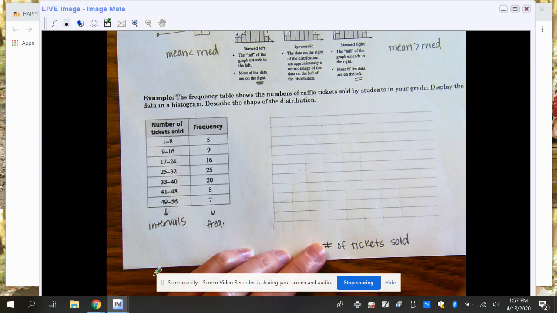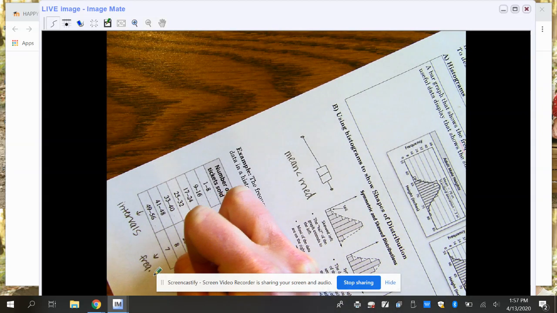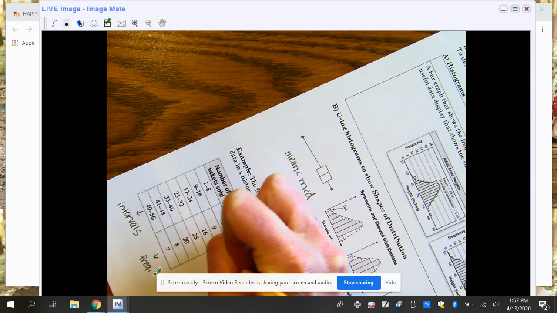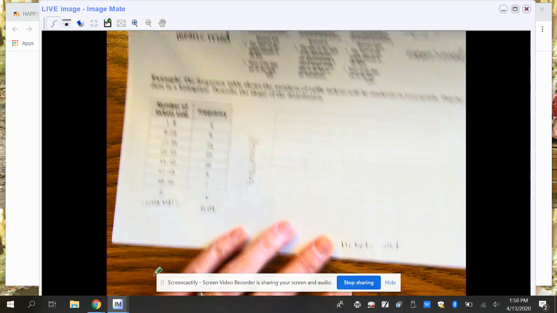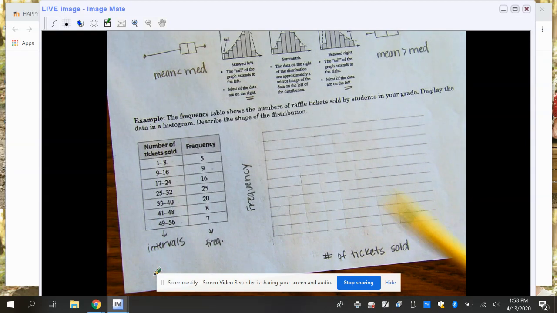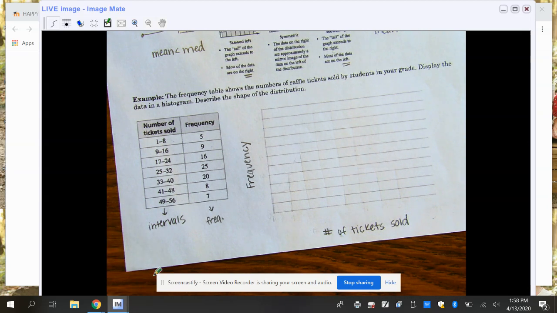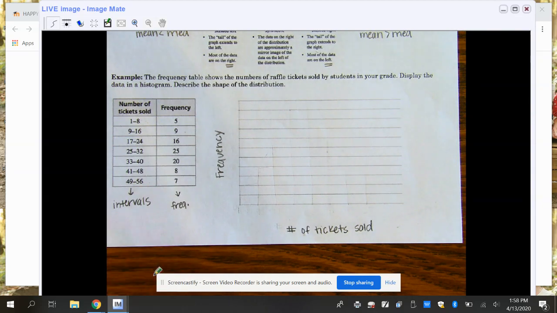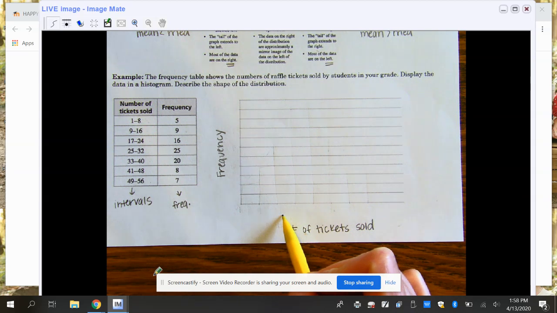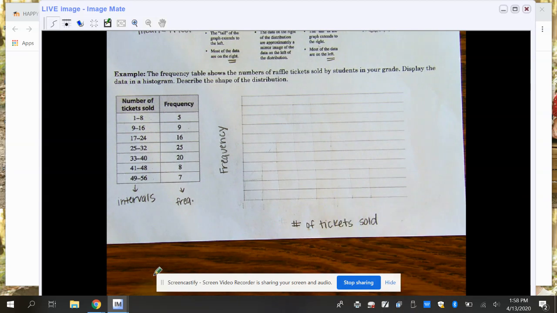And then your y-axis will almost always be your frequency. How many times did that occur? And so when you are making your bars here, there's a couple of ways you can do that. I'm going to focus on one that people usually have a little bit more trouble understanding at first. When you're making your own histogram, I don't really care how you do this as long as it's correct, but I want to make sure you can interpret both ways.